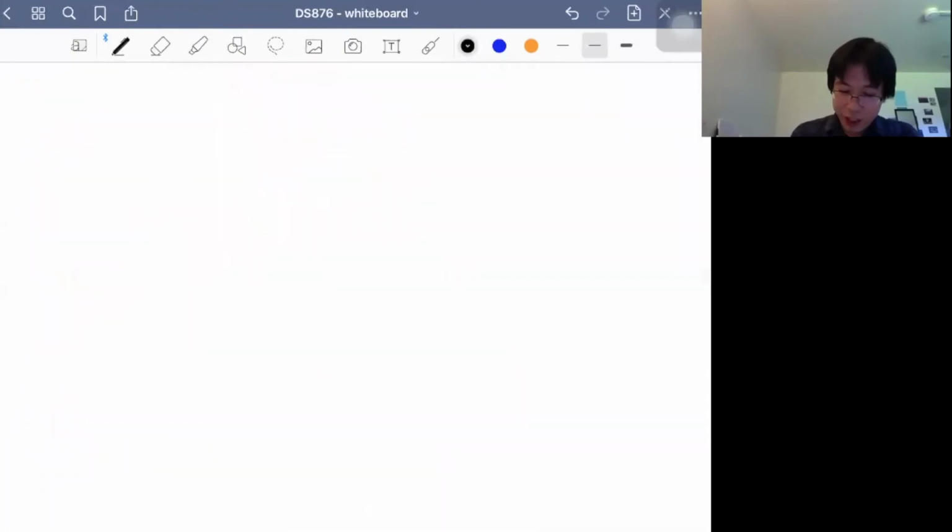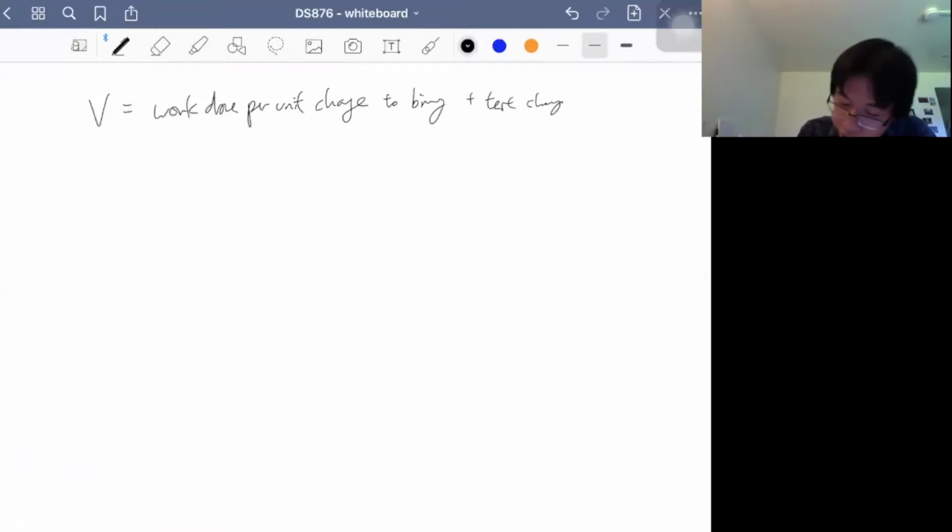All right, so let's move on to potential. The definition is the work done per unit charge. That's the definition for potential. It's the work done per unit charge to bring a positive test charge from infinity to a certain distance. Okay, let's break this down. So this is the definition of it.